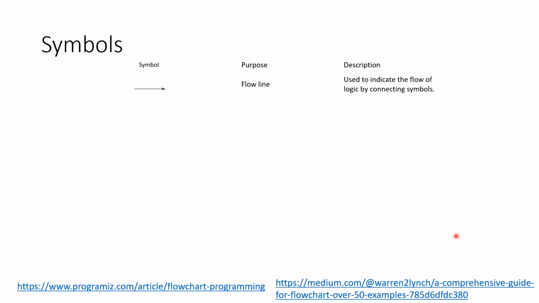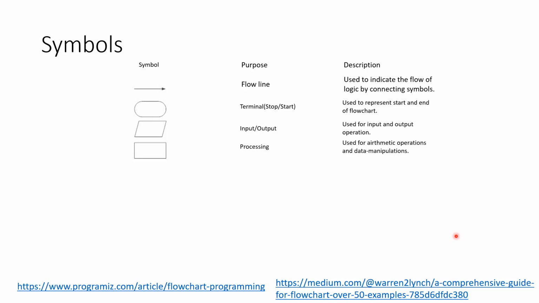So the symbols. First we have the flow line, used to indicate the flow of logic by connecting symbols. Then we have the terminal, stop and start, used to represent the start and end of the flowchart. Then we have the input output, used for input and output operations to receive data or to send data.